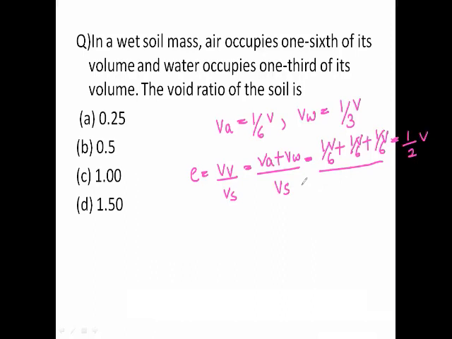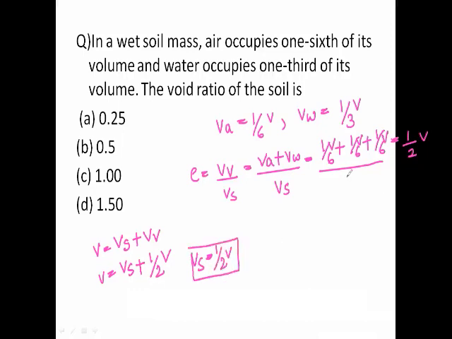If this portion is 1/2 times of the volume, because we know that the total volume is nothing but Vs plus Vv, then if the total is V, Vv is 1/2 times of V. Vs is again 1/2 times of V, since the remaining should be the same. Then how much will you get? You'll get the void ratio as 1. Therefore the answer is simply 1. So let's go with the next problem.